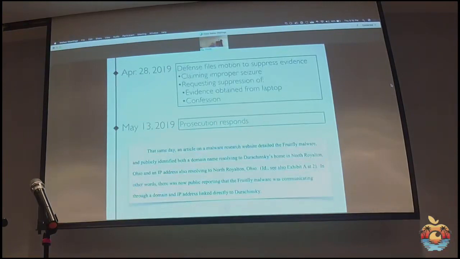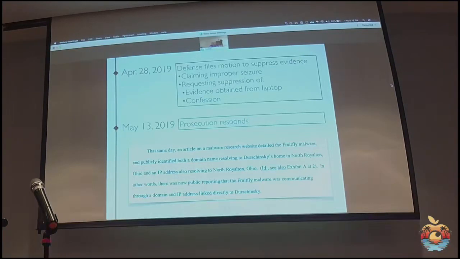Now, fast forward to 2019, in April, the defense filed a motion to suppress evidence. The reason is they're claiming improper seizure because the FBI did not actually have a warrant at the time that they seized the hardware. The defense wants suppression of all of the evidence obtained from the laptop and Durachinsky's confession, which was evidently given following his arrest and being confronted with the evidence that had been gathered.